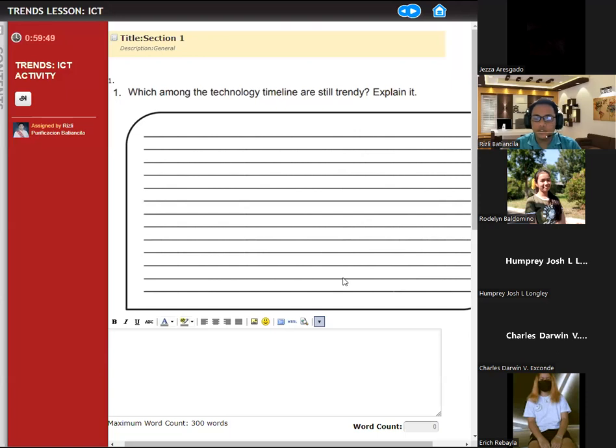First question, which among the technology timeline are still trendy up until now? Okay, I have given you the timeline, di ba? Mula kay cuneiform hanggang kay ARPANET. Okay, so sa tingin ninyo among those technology timeline, alin pa kaya dun sa mga yun ang still trendy up until now? Okay, then justify your answer.